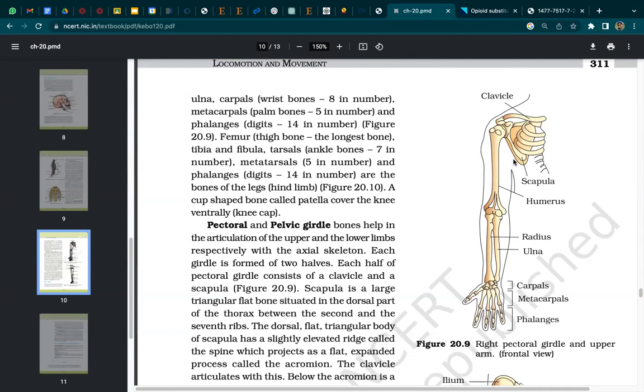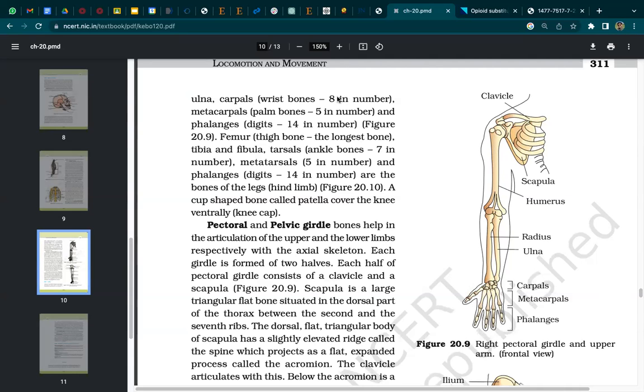Joined to clavicle is the scapula. And these 2 form a joint here, from where the humerus is there. Then there are 2, radius and ulna. Then there are carpals, metacarpals, and phalanges in our palm. So you can see a lot of bones are present in our hand. So in your palm, there are much more bones.